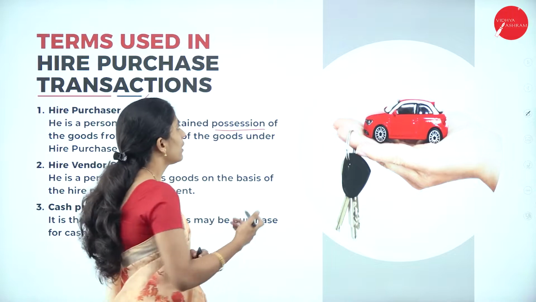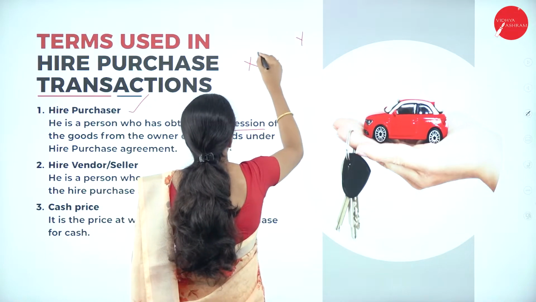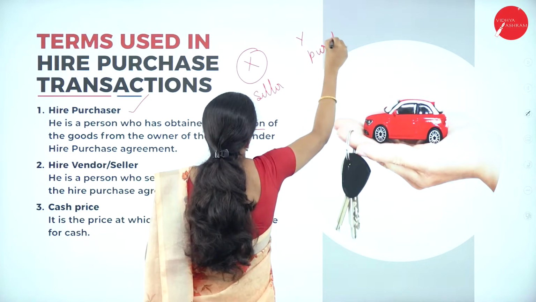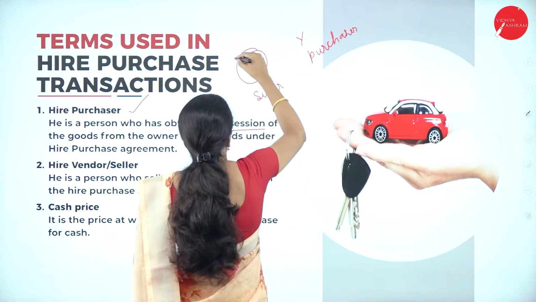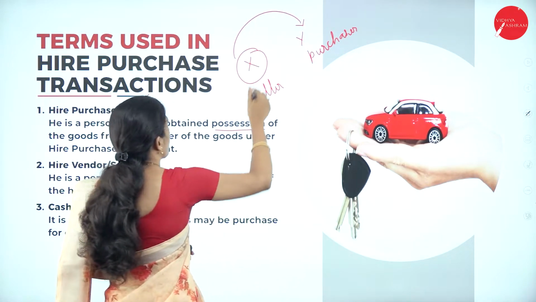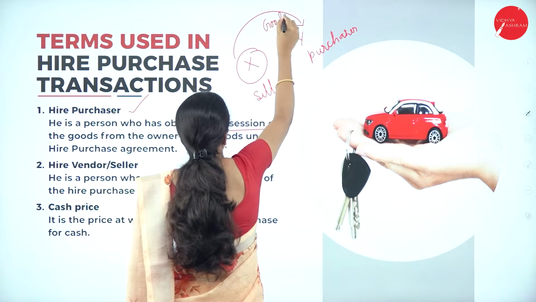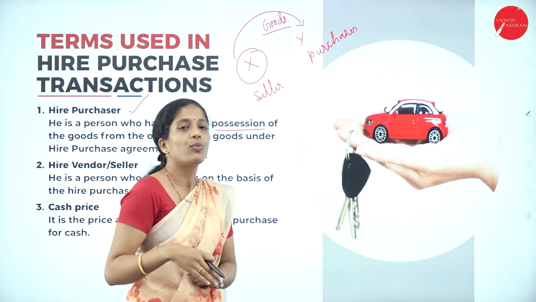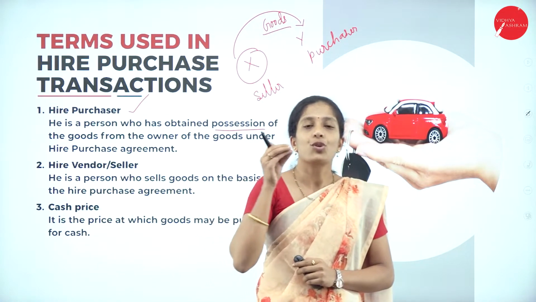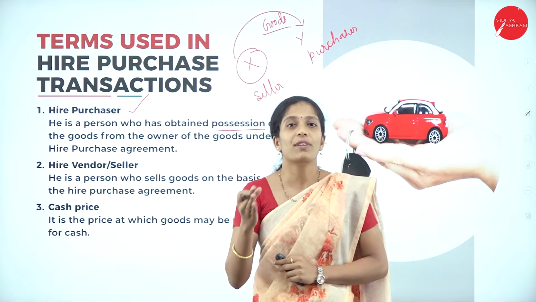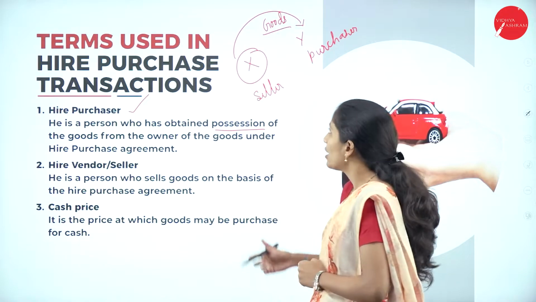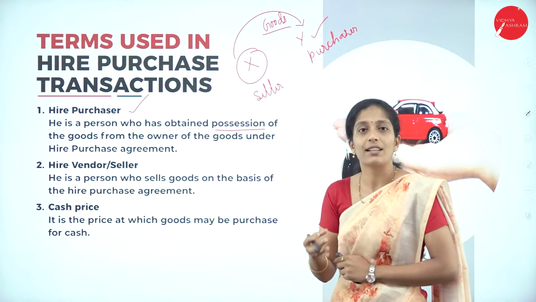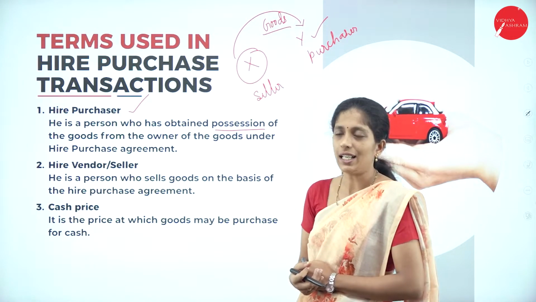If you take two parties, X and Y, X is a hire seller and Y is a hire purchaser. Who is a hire purchaser? One who gets the possession of the goods. So if the goods are transferred to Y, then Y is the hire purchaser. But Y will not make the payment immediately. He will make some payment, and the rest of the payment will be made in the form of installments. So here Y is called a hire purchaser, one who gets the possession of the goods.